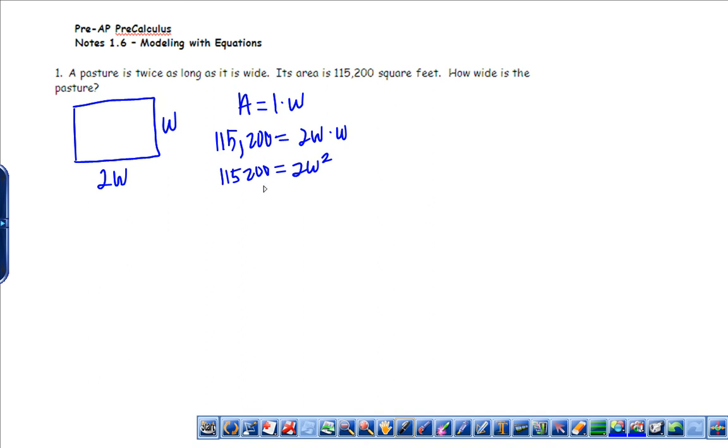I would probably go ahead and divide here. This gives you 57,600. We've got W squared. I would take the square root of this. So we know that W is equal to 240. So the width would be 240 feet.